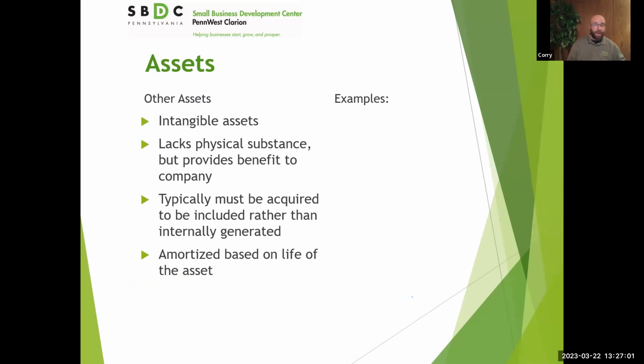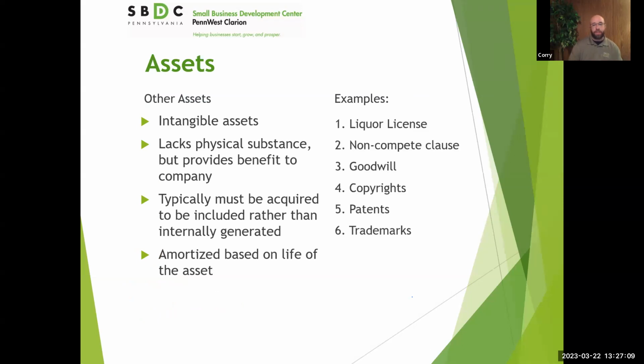The intangible assets, I guess I skipped ahead and talked about that already. You know, something again that has value, but you can't necessarily touch it. Some examples here: your liquor license. Oh, a non-compete clause also has a longer life to it. Goodwill we discussed, and then these other items, your copyrights, your patents, and your trademarks. Those things all have value as well for your business.